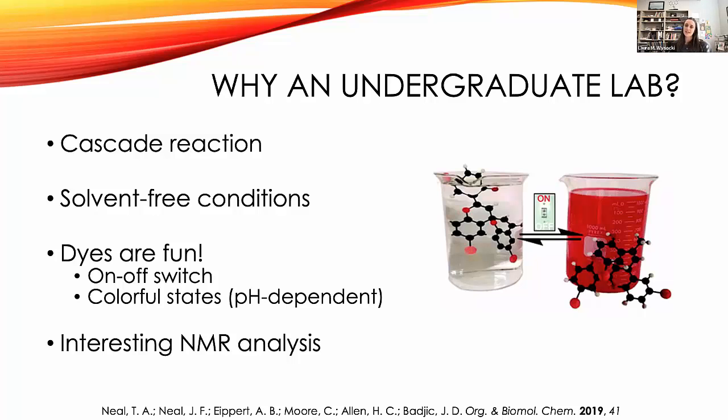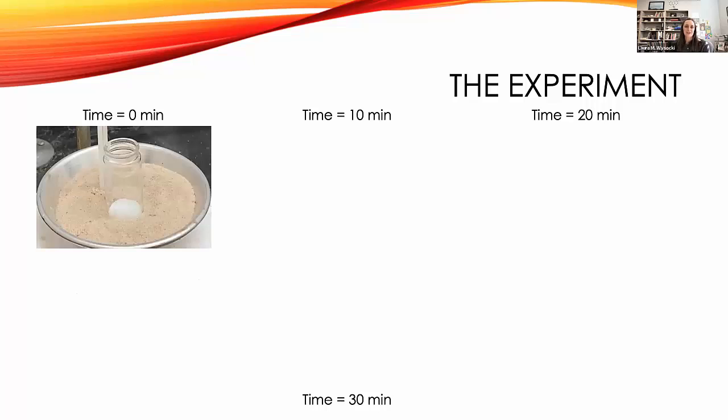So understanding, I think for students, understanding that the local environment affects dyes and molecules more generally, right, in such dramatic ways is a learning outcome for them, something that's a little bit different. And finally, I think the NMR analysis is really interesting, which I'll get to in the talk. So what does the experiment actually look like?